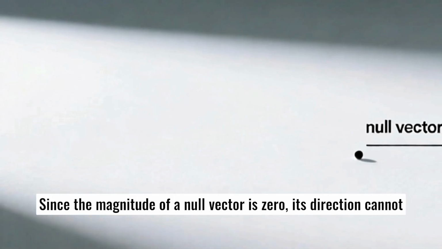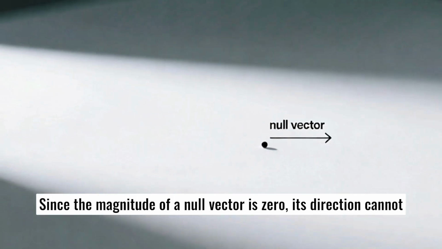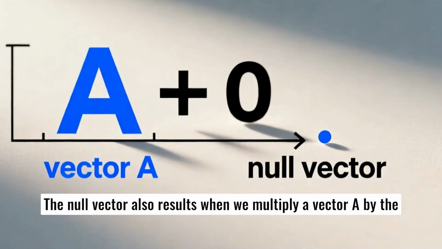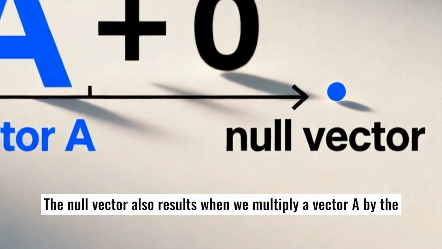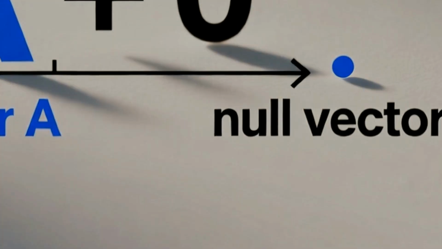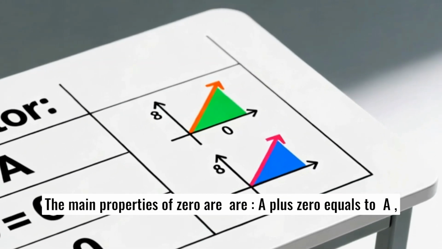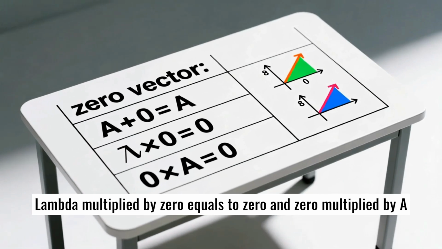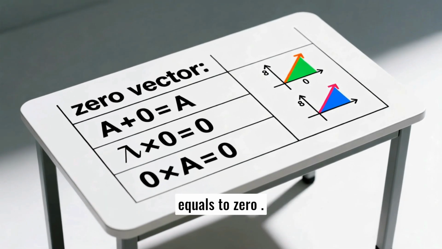Since the magnitude of a null vector is 0, its direction cannot be specified. The null vector also results when we multiply a vector A by the number 0. The main properties of 0 are A plus 0 equals A, lambda multiplied by 0 equals 0, and 0 multiplied by A equals 0.